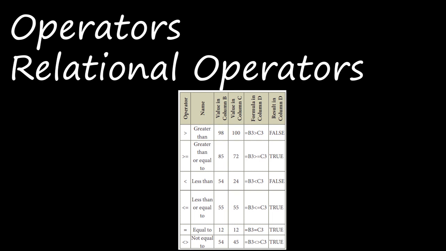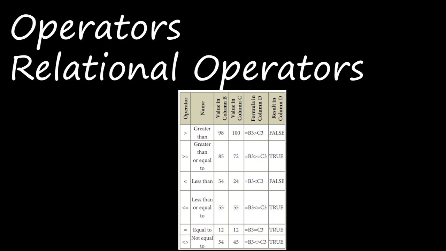And the next one is equal to. They have given 12 in both the cells, so it is equal. =B3=C3, and the result is true. Not equal to means the less than symbol and the greater than symbol together. Not equal to: 54 is not equal to 45. In the formula bar they have given =B3<>C3. It is not equal, and the result is true.